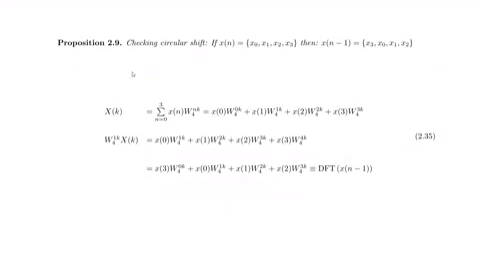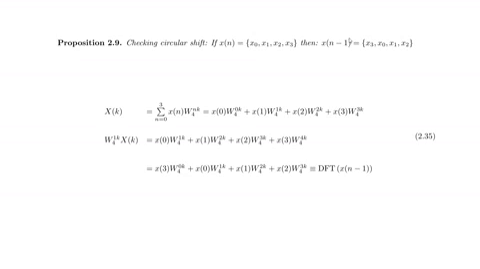Proposition 2.9. Checking circular shift. If x of n is equal to x0, x1, x2, x3, then x of n minus 1 will appear as x3, x0, x1, x2. Just here assume that x3 has rotated and come to be the first sample, then the rest, x0, x1, x2.